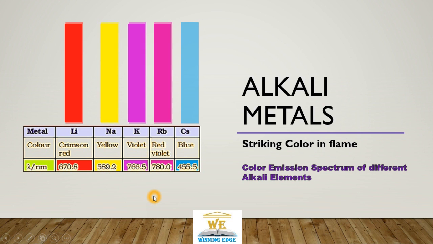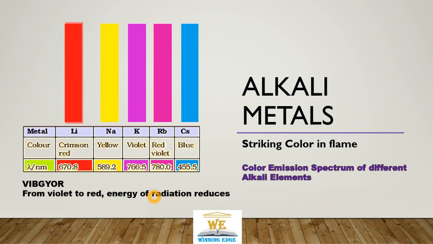And these colors we observe are not what is absorbed, but what has been left behind. All the observed colors are complementary to those that are absorbed. Our spectrum is VIBGYOR, violet to red, and the energy of radiation reduces. So if we are getting a red spectrum, then light might be absorbed near the violet end.